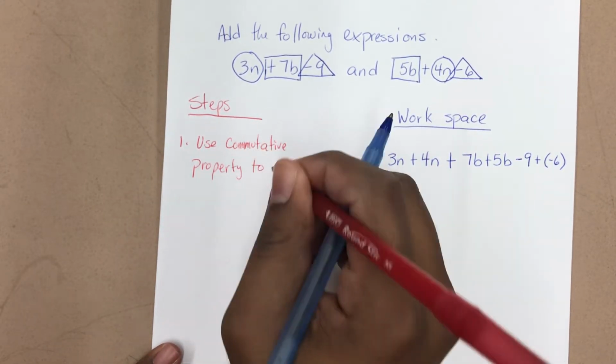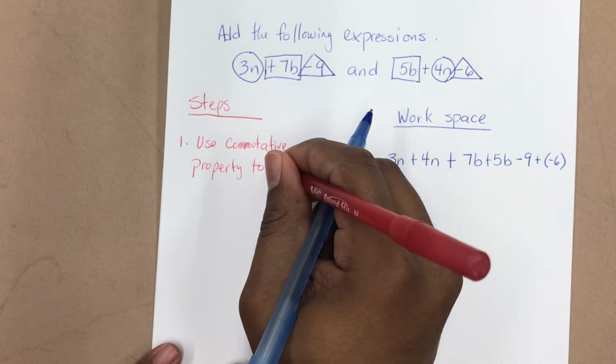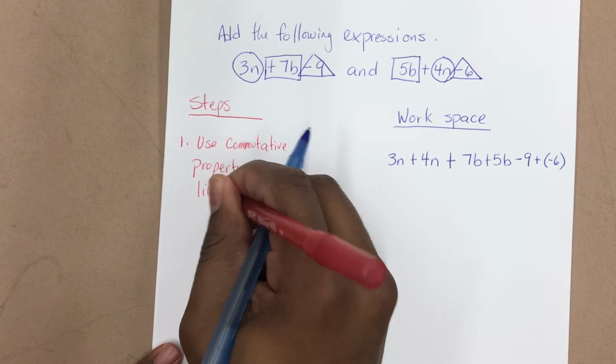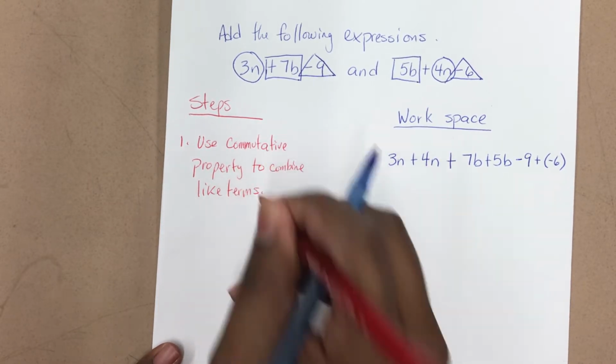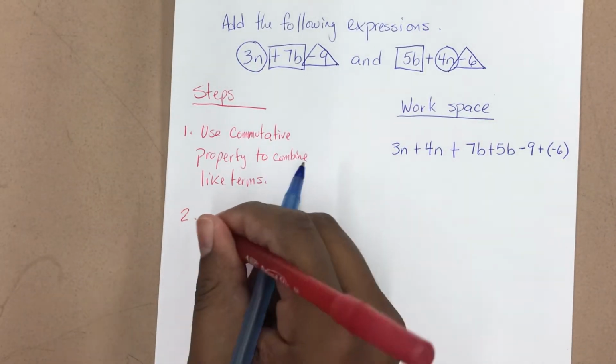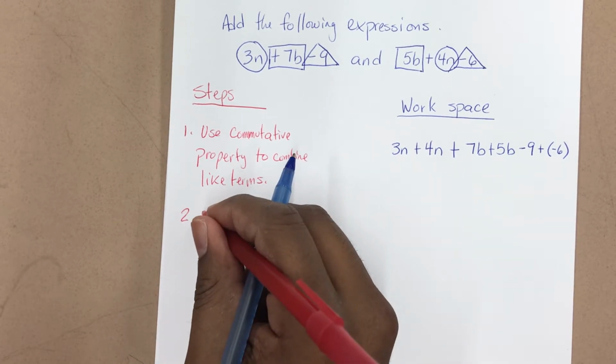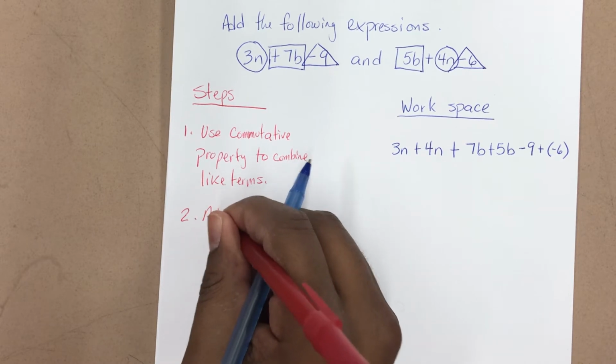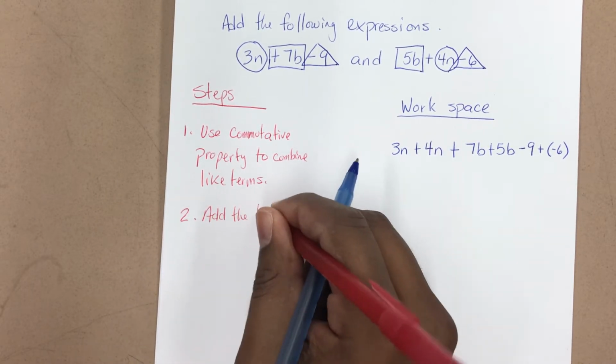Property to combine like terms. In the next step, we're just going to actually add the things that can actually go together. Okay, so just add the like terms.